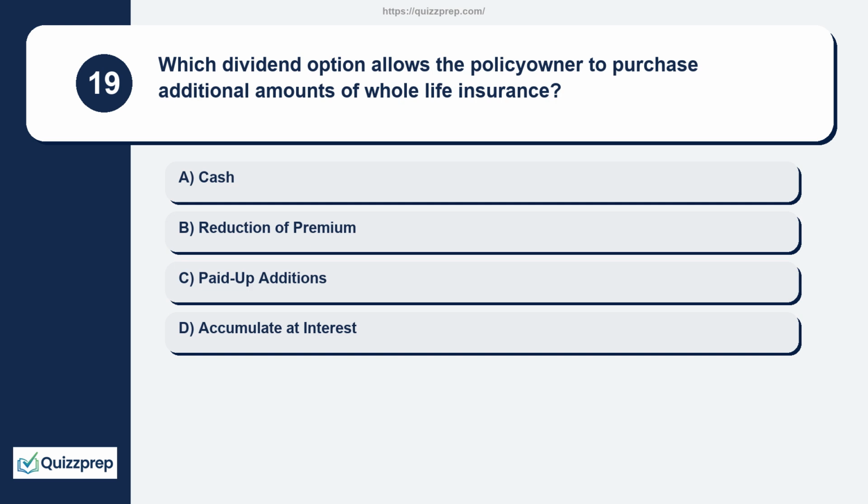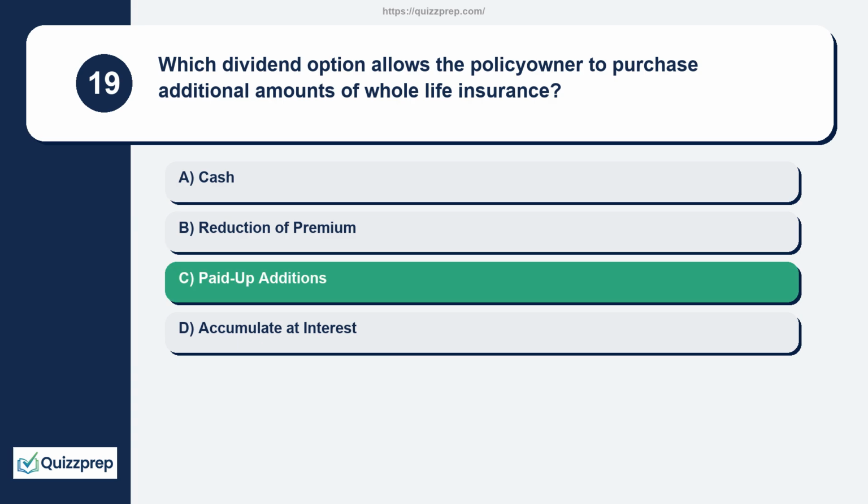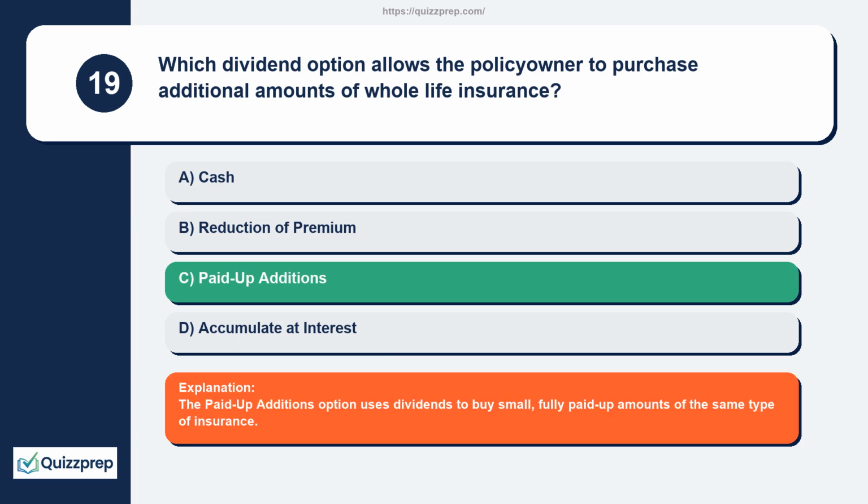Question 19. Which dividend option allows the policy owner to purchase additional amounts of whole life insurance? Cash, reduction of premium, paid up additions, accumulate at interest. The paid up additions option uses dividends to buy small, fully paid up amounts of the same type of insurance.